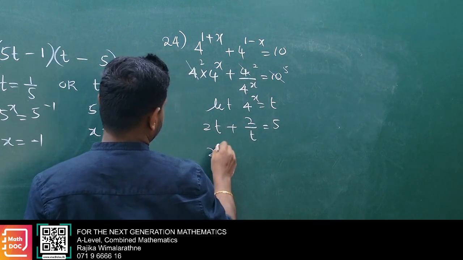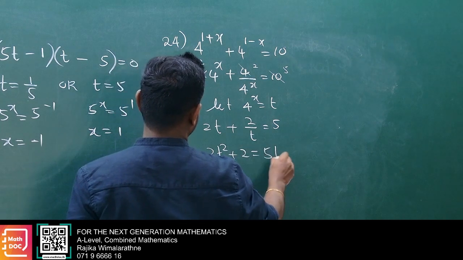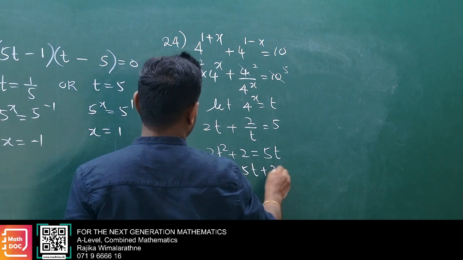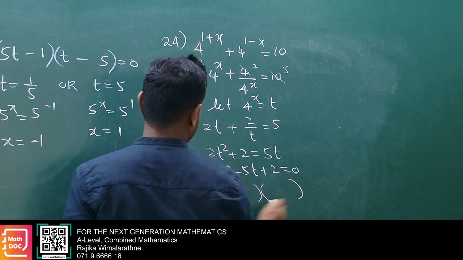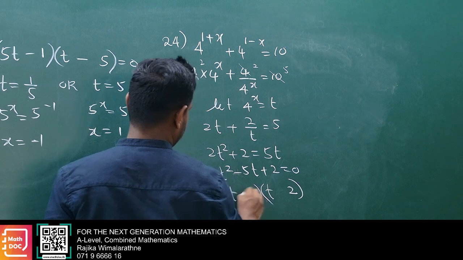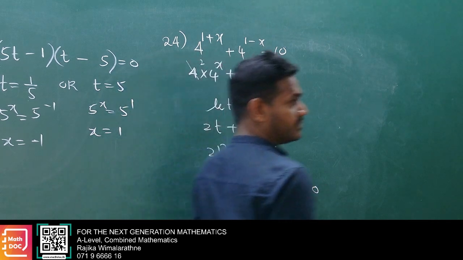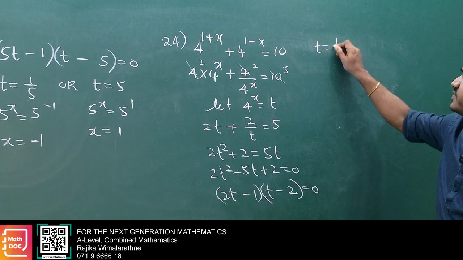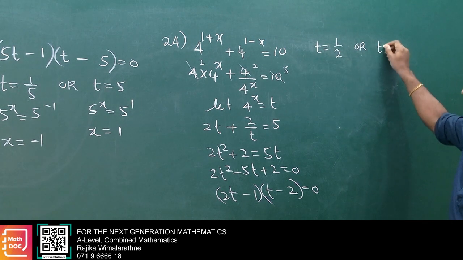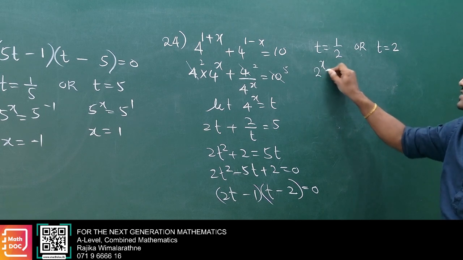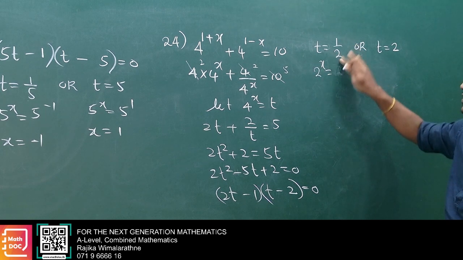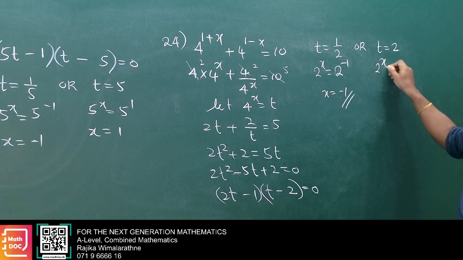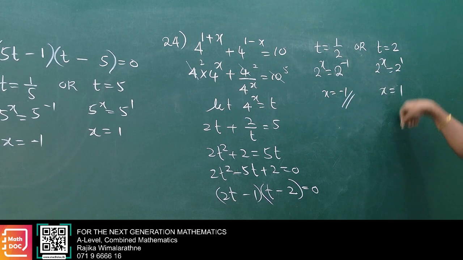equals 5. Multiply by t: 2t squared plus 2 equals 5t. Take one side: 2t squared minus 5t plus 2 equals 0. Then factorize: (2t minus 1)(t minus 2) equals 0. Okay. Then t equals half or t equals 2. Here 2 to the power x. Here 1 over 2 means 2 to the power minus 1, so x equals minus 1. 2 to the power x equals 2 to the power 1, so x equals plus 1.